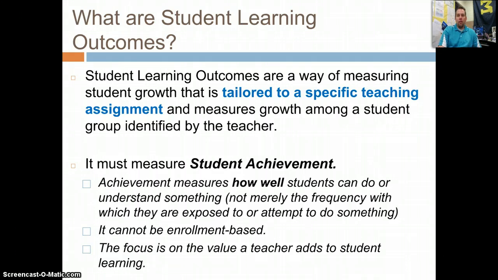So the first slide here goes over what student learning outcomes are. Very briefly, they're just trying to measure students' ability and teachers' ability based on student achievement. As a teacher, you're going to set a goal for all of your students or a subgroup of your students, and then you're going to be assessed based on your kids reaching the goals that you set for them.